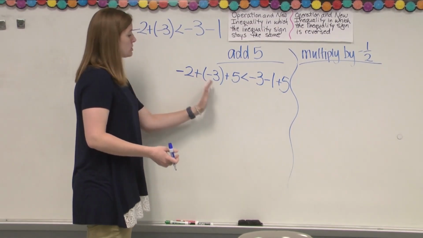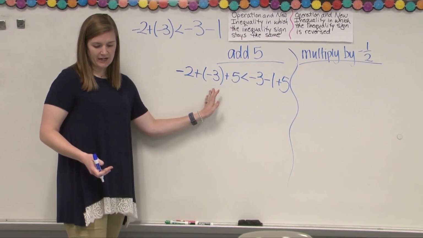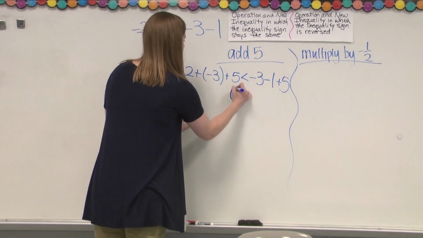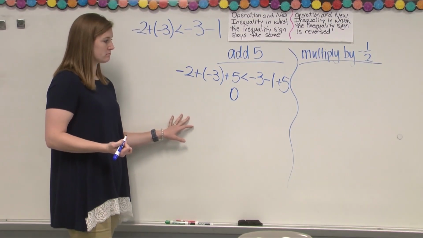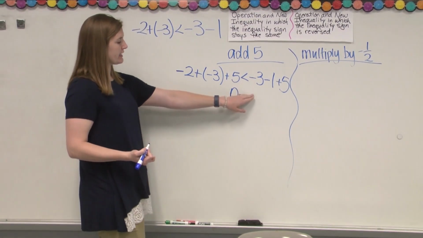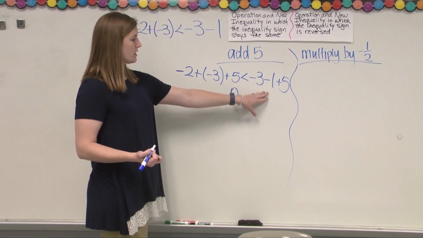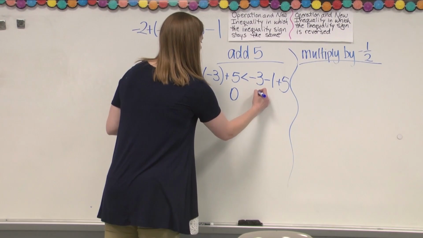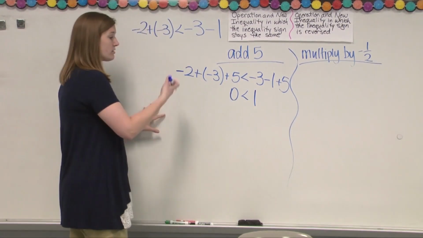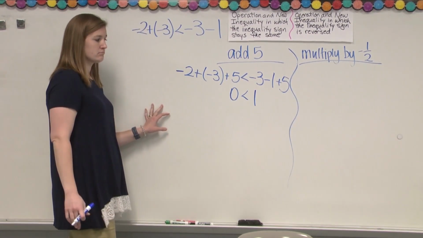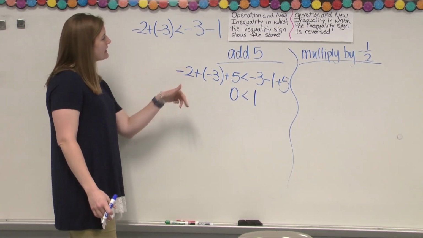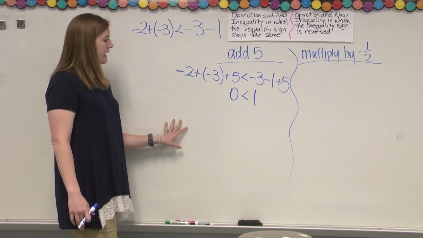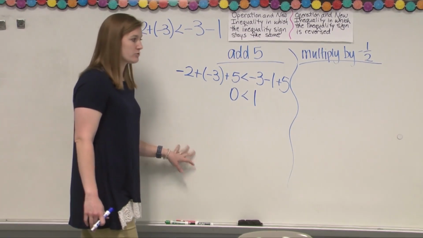So we know that negative 2 plus negative 3 is negative 5, and negative 5 plus 5 is 0. Okay? Then we've got negative 3 minus 1, which we know is negative 4, and negative 4 plus 5 is positive 1. Is 0 less than 1? Yes, it is. So that inequality symbol didn't change. 0 is less than 1, and so we didn't have to flip that inequality around or reverse it.